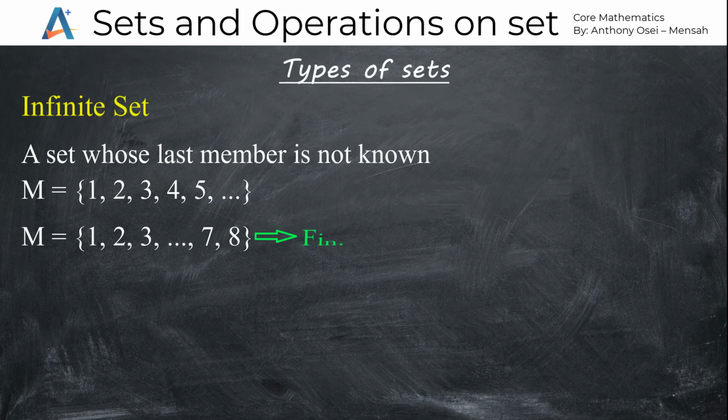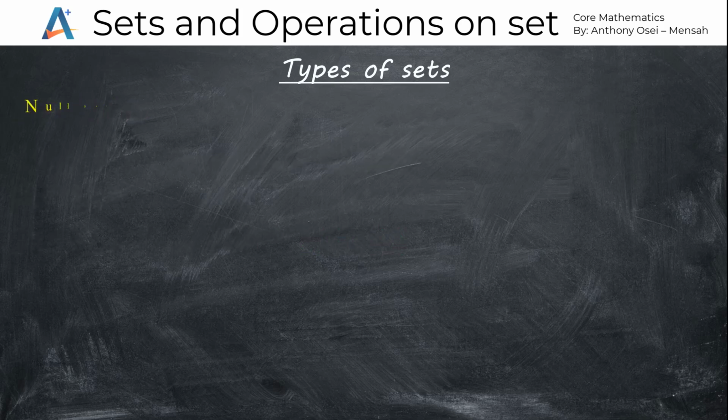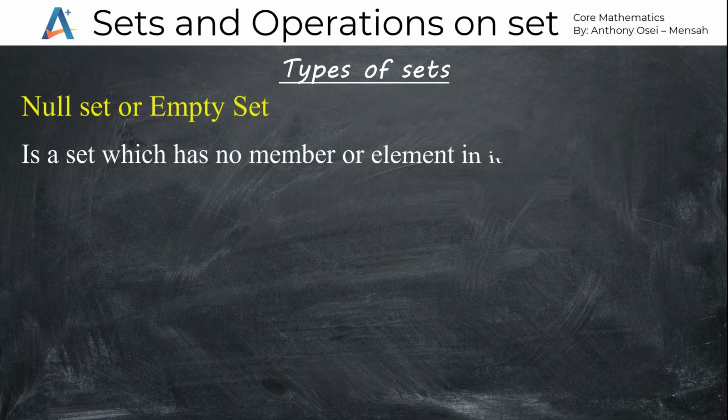This is a finite set because the description of a finite set is a set whose last member is known. And once this set M has a last member of 8, set M becomes a finite set, and not an infinite set. The next set will be a null or an empty set. Now, a null or an empty set is a set which has no member or element in it. So if you have a set and there is no member or element in it, then you can call it a null set, or you can also call it an empty set.